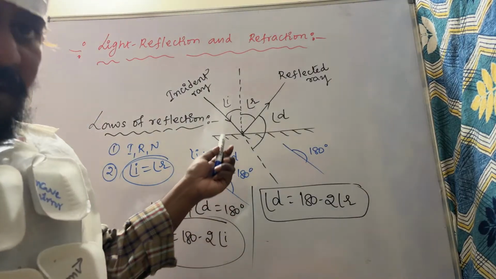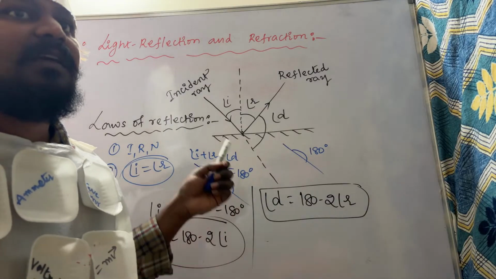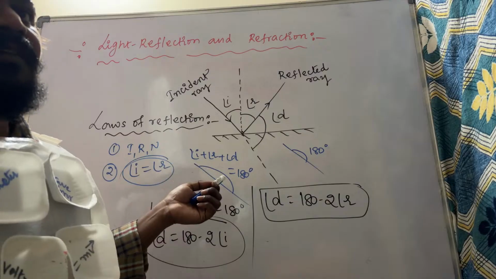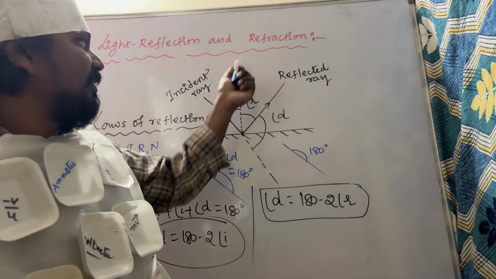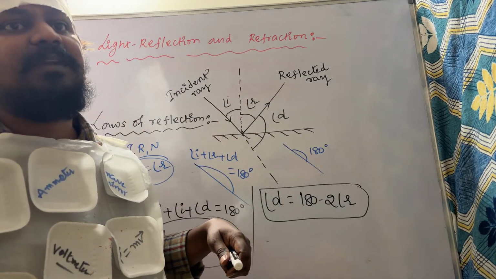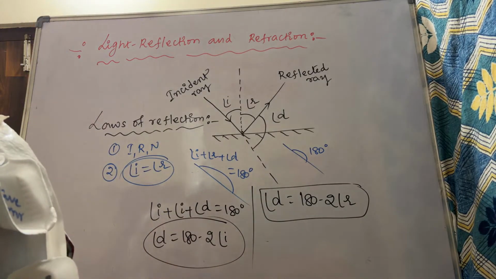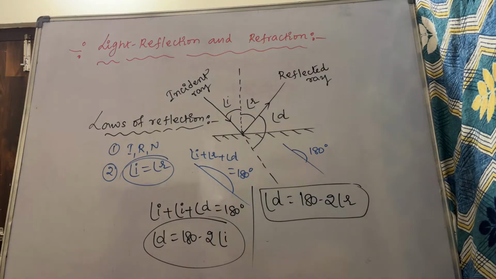The bouncing back of the light from the reflecting surface is called reflection of light. So the incident ray, reflected ray and normal line lie on the same plane.